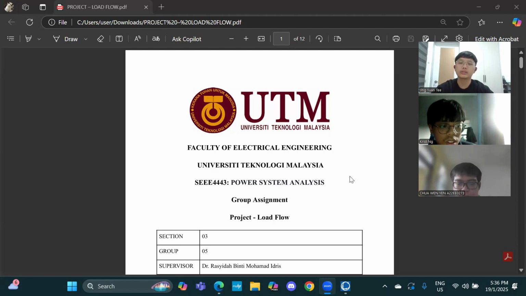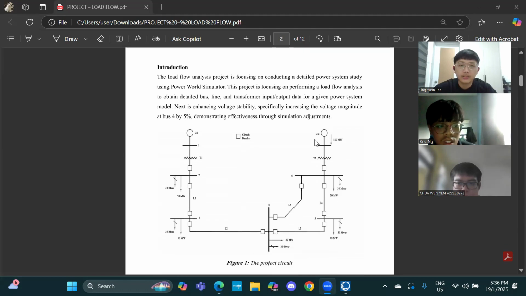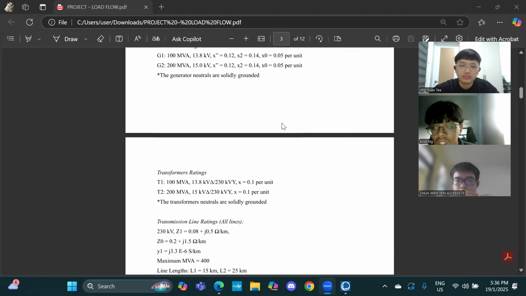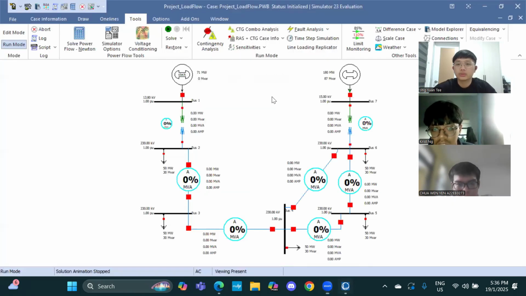Before we start the simulation, let me give a simple introduction to our project. Basically, we need to construct a circuit in PowerWorld to observe the power flow and also the data in Excel. So let's start from case 1. This is the circuit that we constructed in case 1. You can check the parameters, and for the parameters you need to do the calculation, which is in our report.